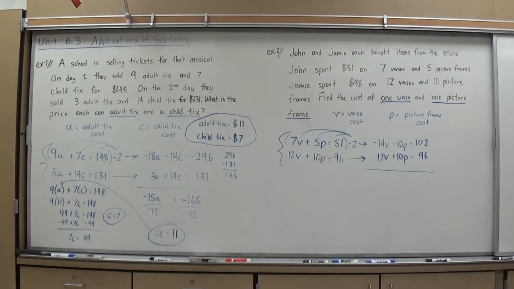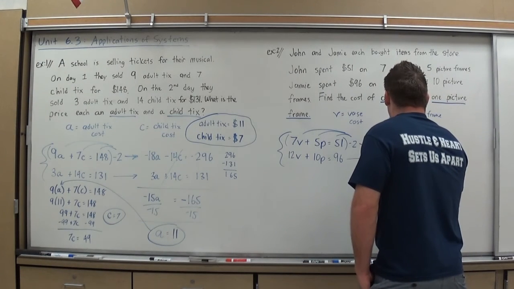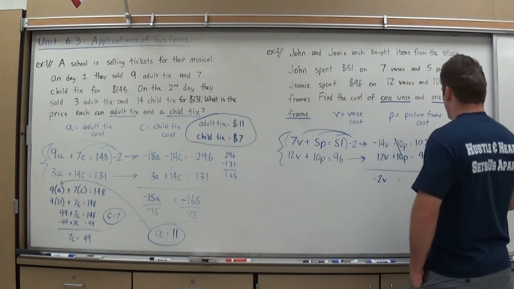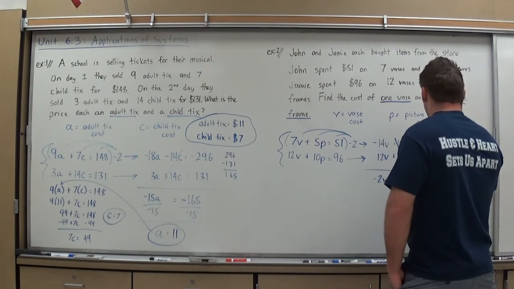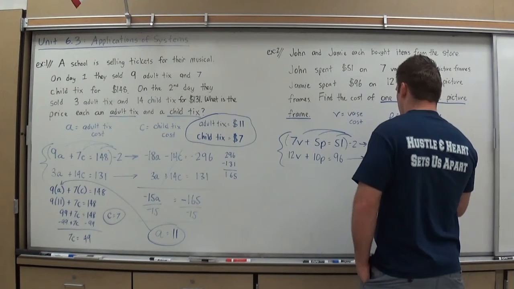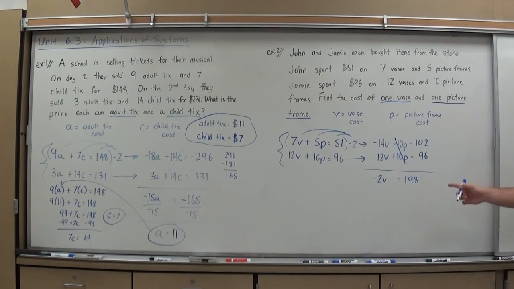And now that I've done that, I can add down. -14V plus 12V is -2V. The P's would cross out this time, equals, and then 102 plus 96 is 198. Now I can divide by, oops, made a mistake, see? Here's what you gotta look for, this is why you're checking.